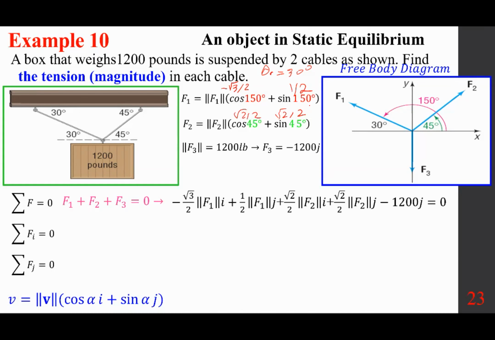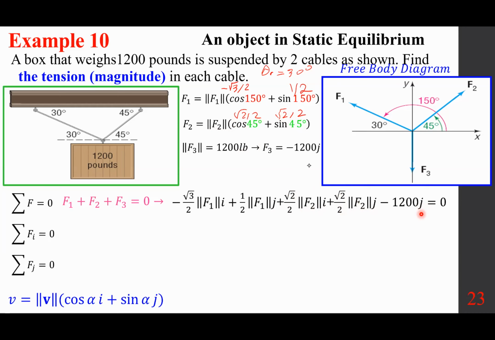Therefore, we get this one. So let's quickly go over that, making sure we understand. This one is the magnitude of f1 times cosine of 150, which is minus square root of 3 over 2, and then times sine, which is 1/2. And we have the i component and the j component. In this case, both of them are square root of 2 over 2. So square root of 2 over 2, magnitude of f2 times i, square root of 2 over 2, magnitude of f2 times j, and this one is minus 1200 j.